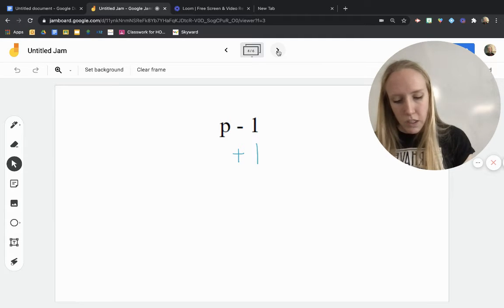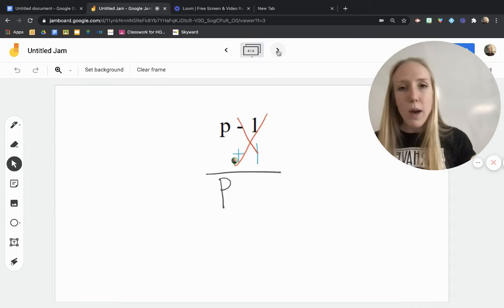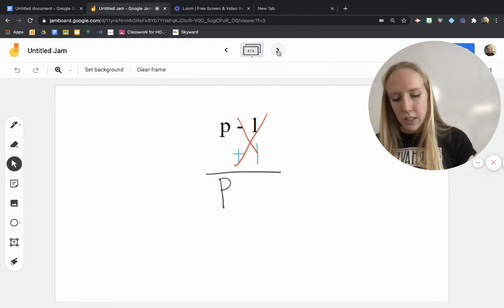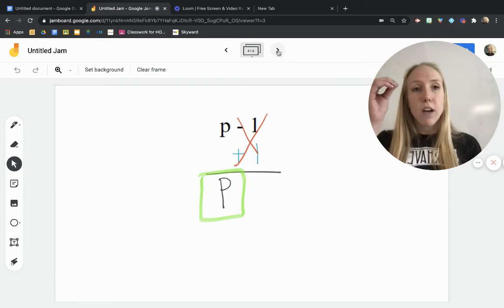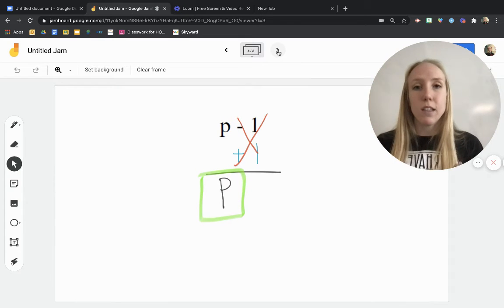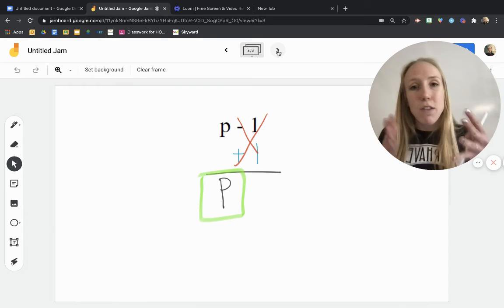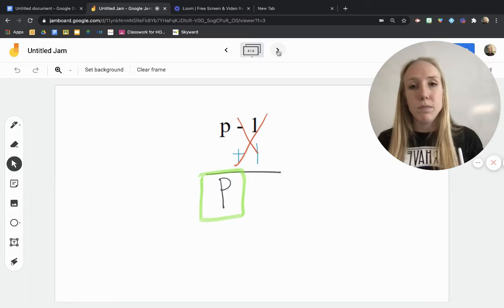So let's see. We still have p. We didn't do anything to the p, but we did minus 1 plus 1. Those go away, and we have our answer of just p by itself. Notice how I'm looking at the variable. I'm seeing what's next to the variable. I'm doing the opposite to get rid of it, and then I have the variable all by itself.